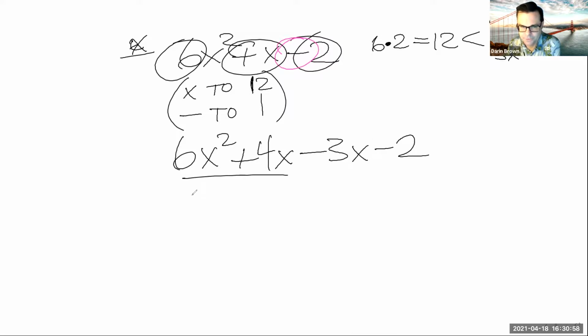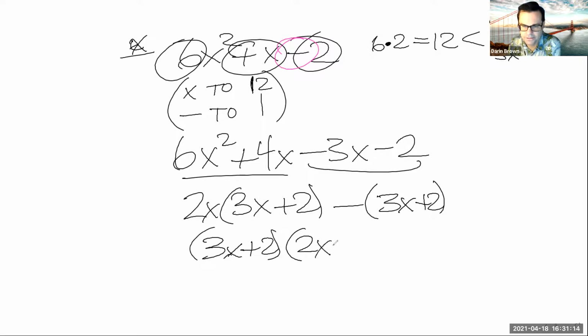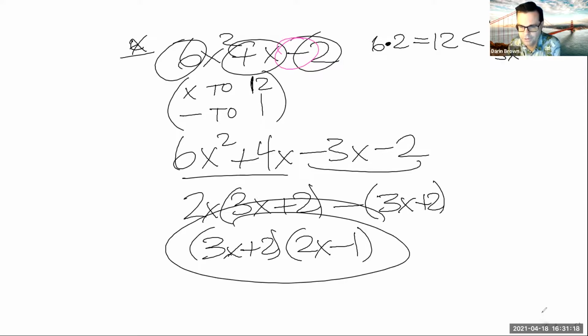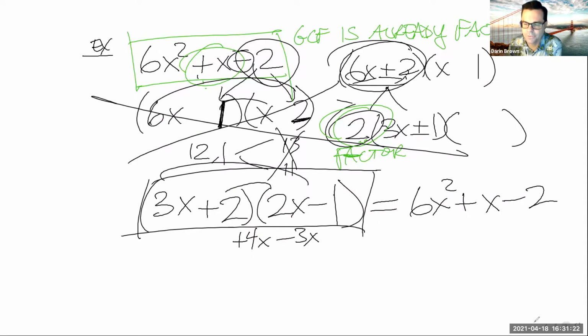And now I factor by grouping. 2x(3x + 2) minus (3x + 2). So I'm factoring out a negative 1 from both of those. And so I get (3x + 2)(2x - 1), which is the same (3x + 2)(2x - 1) that I got before by guess and check.